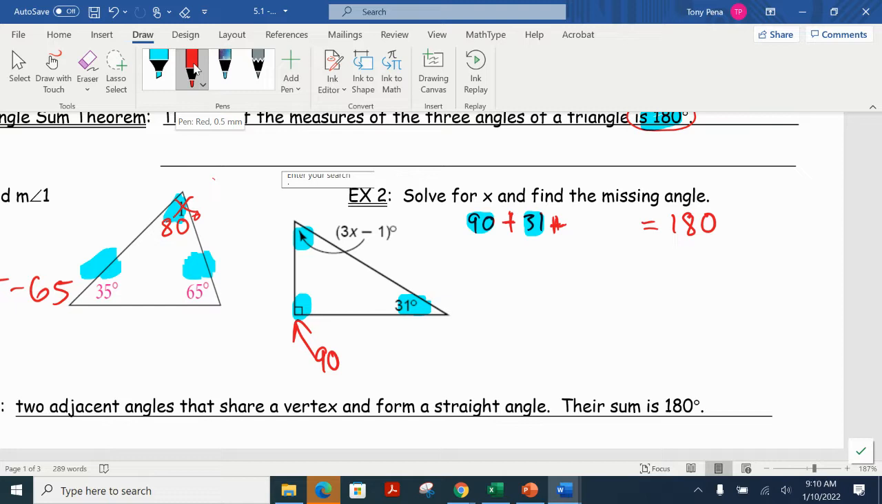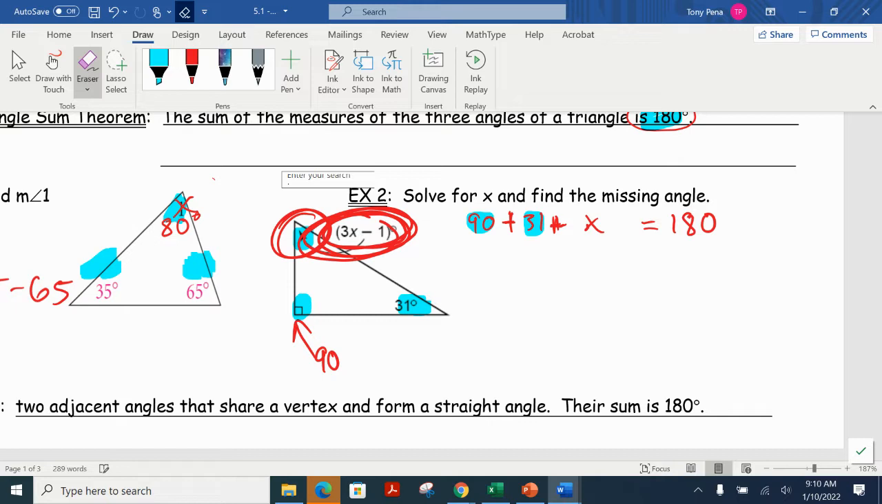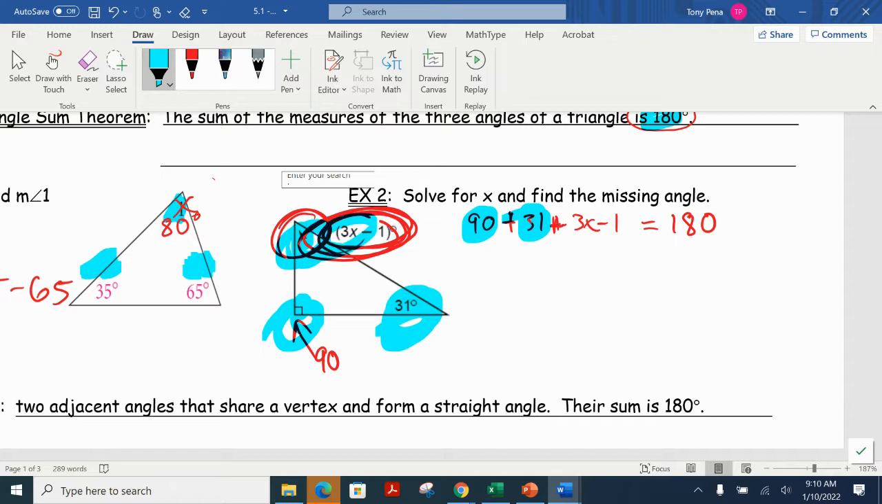The only thing I'm going to differ with is this angle right here. We don't want to use just a simple little x because what they're telling you is that that angle is this expression right here. So that is what we want to put in for that third angle. So all he's done is he took that 90-degree angle, so this angle. He took the 31-degree angle, that angle, and then he took this final angle here, and he knew all 3 of those need to add up to be 180 degrees. And what he set up is just a simple little equation now.